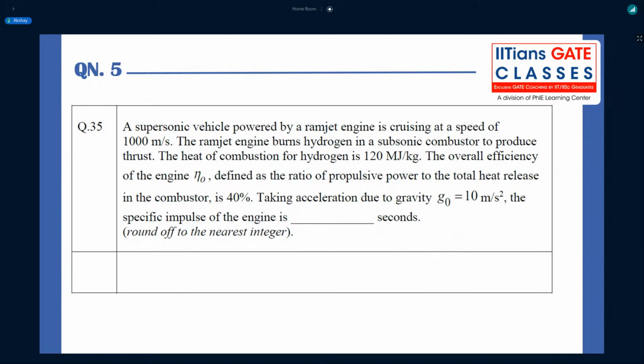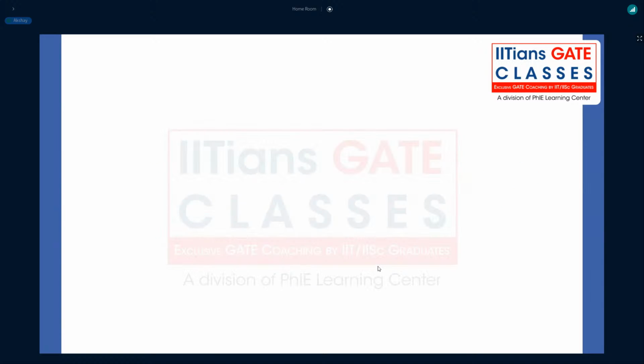So the question is straightforward in the sense like we have to find out the specific impulse. What is specific impulse? Specific impulse, we define it as the thrust per unit weight flow rate of the fuel. So that is thrust divided by mass flow rate of the fuel times g naught, right? So this is very straightforward to calculate, but here the question is how to calculate thrust. The thrust can be written, even if I assume optimum expansion, as m dot a times Cj minus Ci, assuming F is very, very small.